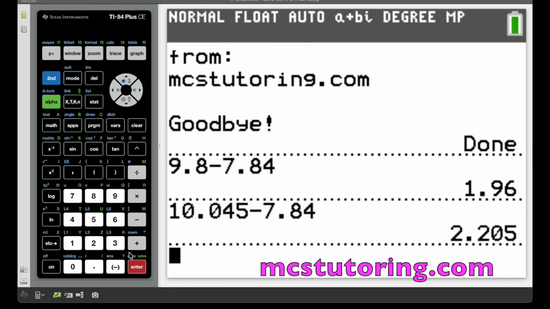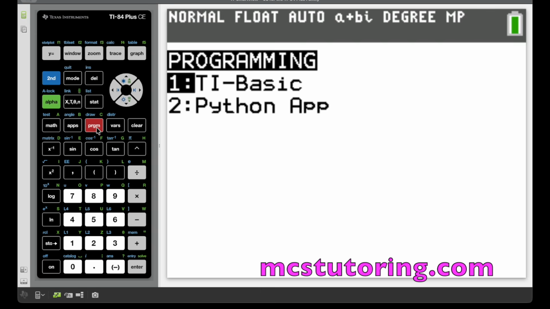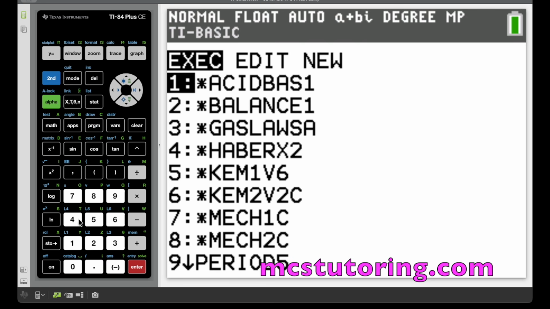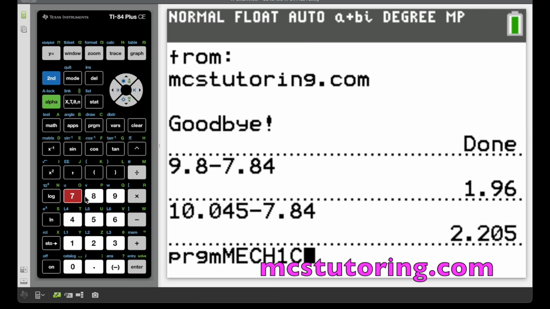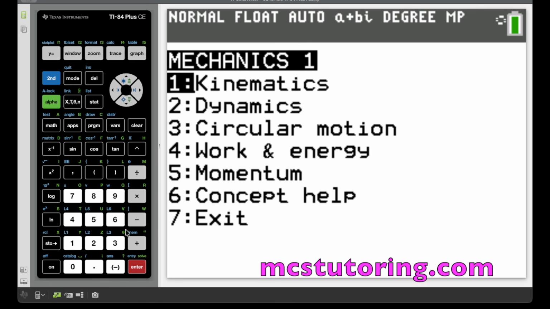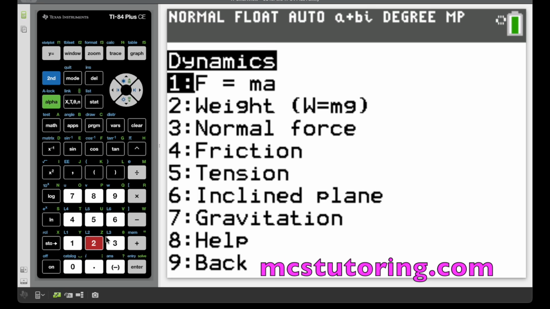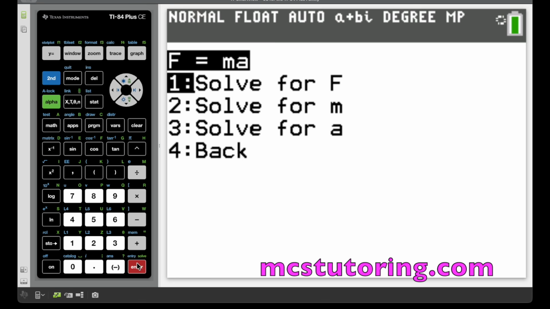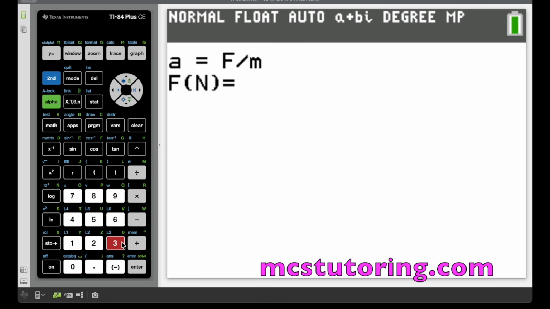So now we plug it into Newton's second law. We're going to go back to the MEC program, the MEC 1, sorry. And then we're going to go to dynamics. And then we're going to go to F equals ma, option 1. And we're going to solve for a, acceleration here. So the force for the fresh water is 1.96, and the mass is 0.8. And that gives about 2.45 meters per second squared.